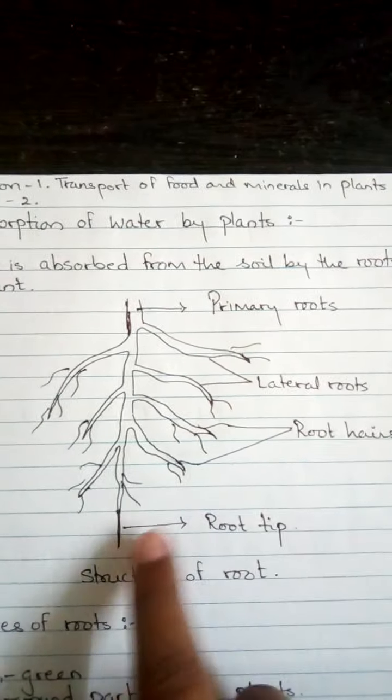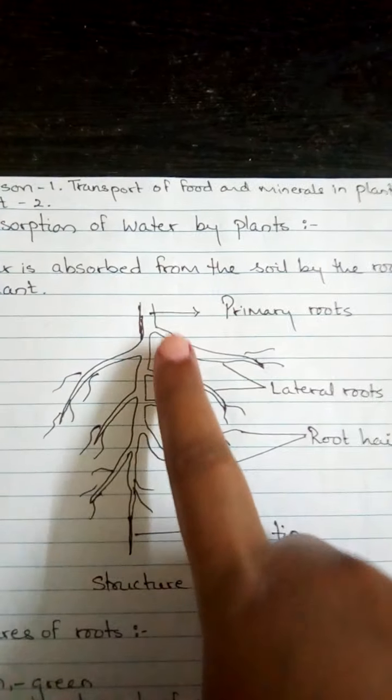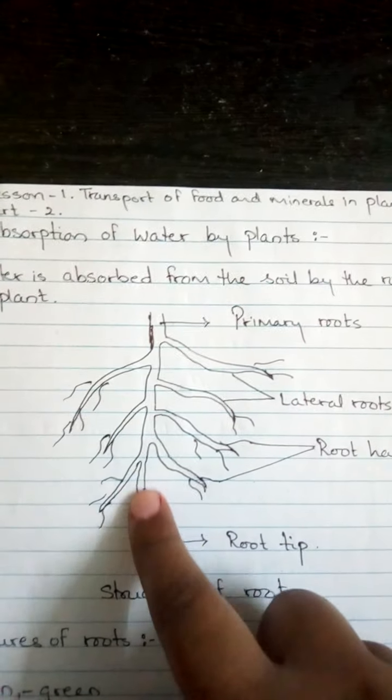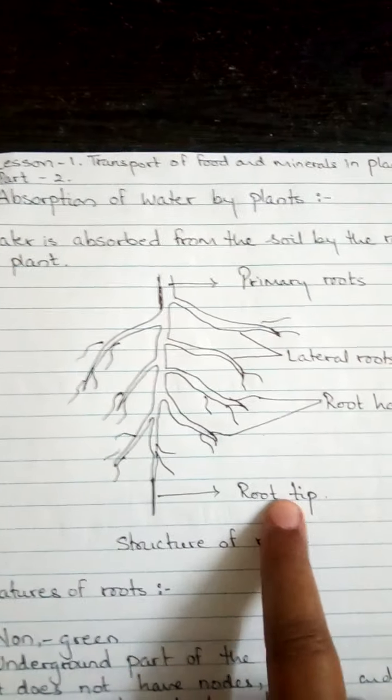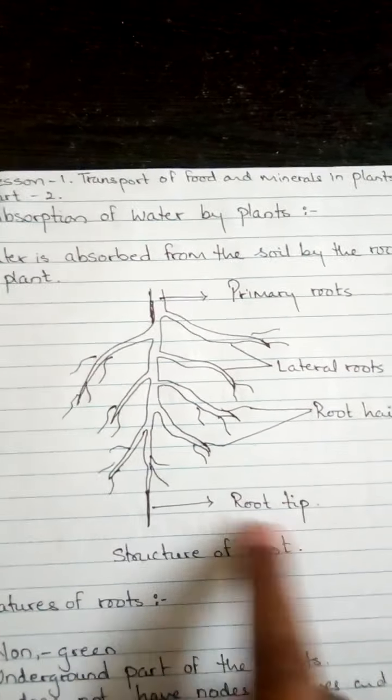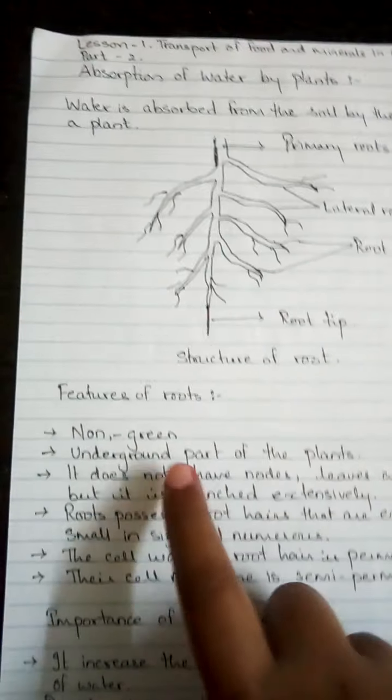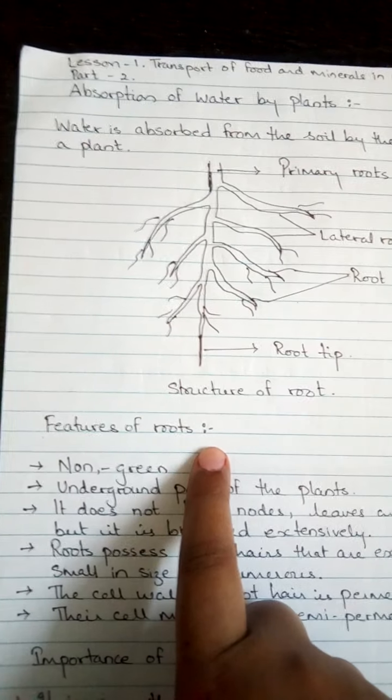So this is the starting point, and the root keeps on penetrating. This is the taproot system. So that end is called the root tip. That is penetrating down into the soil. Now we'll study about the features of the roots.